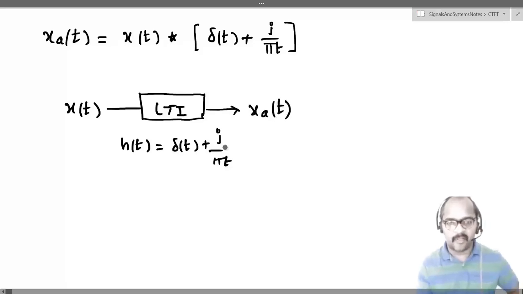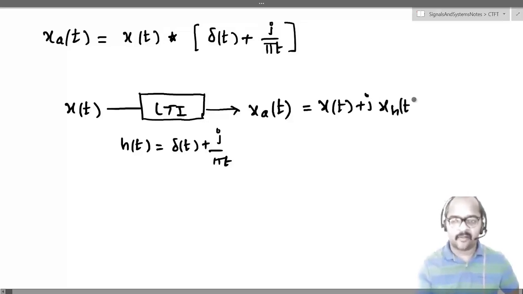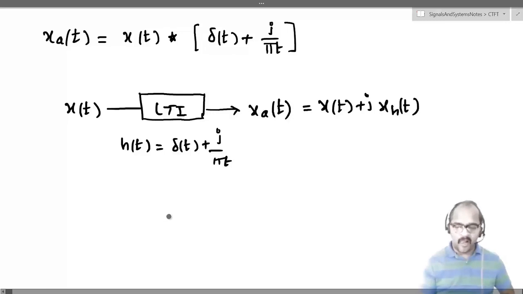Why? If you convolve x of t with delta of t plus j by pi t, you get the analytic signal, which is equal to x of t plus j times xh of t. That will give you the analytic signal. So what is the impulse response of the analytic signal here? That should be delta of t plus j by pi t.